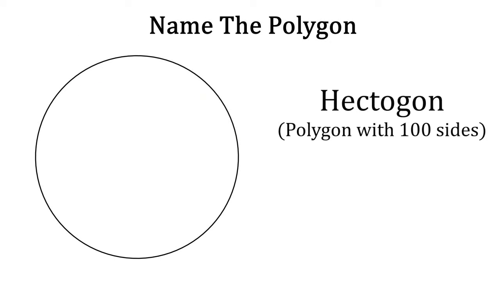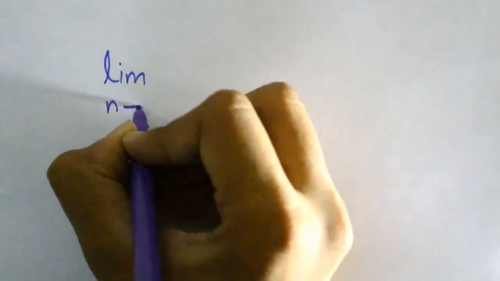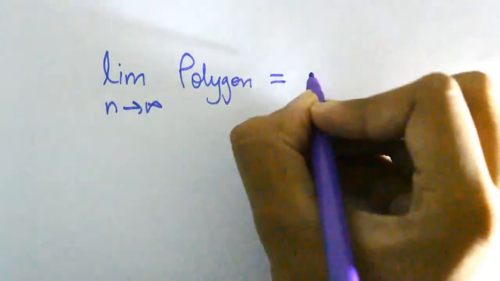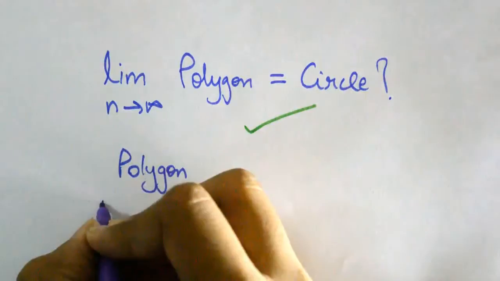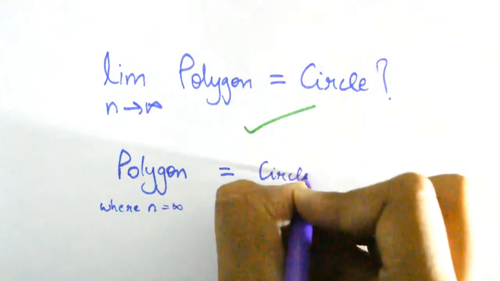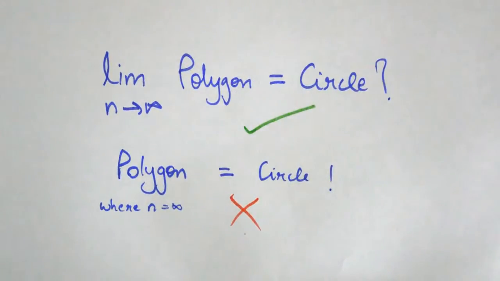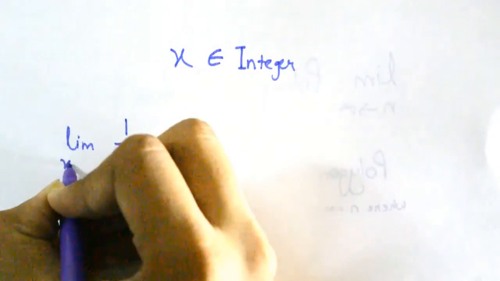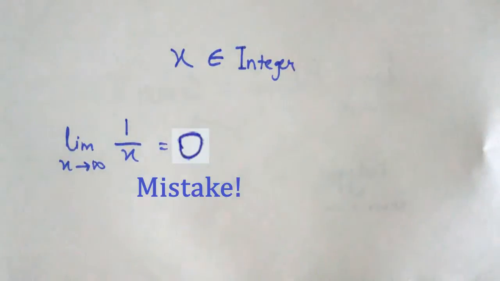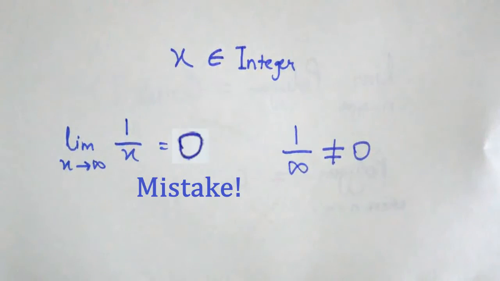It is a hexagon. So can we say that as the number of sides of a polygon goes to infinity, a polygon becomes a circle? Yes. So it would be correct to say that a polygon with infinite sides is a circle, right? No, because there is a big difference between the number of sides going to infinity and infinite sides. To illustrate, consider a variable x, which can be any integer. So 1 by x, where the limit of x tends to infinity, is 0, but 1 by infinity is not 0. It is very close to 0, but not 0.